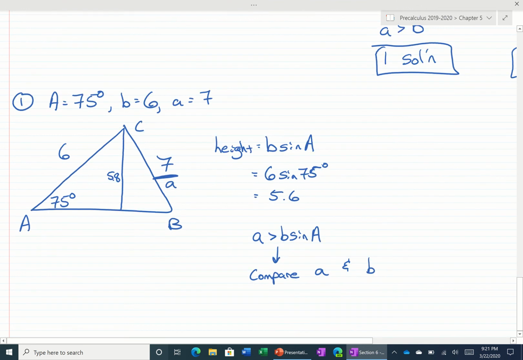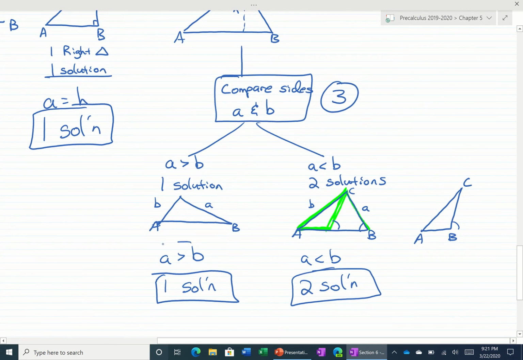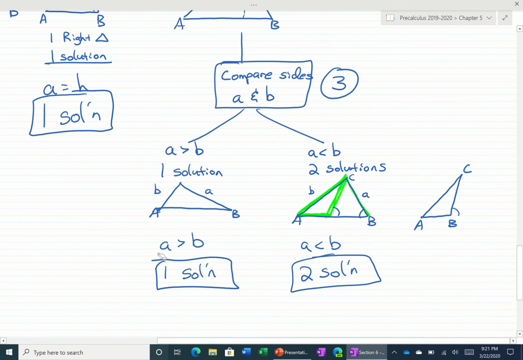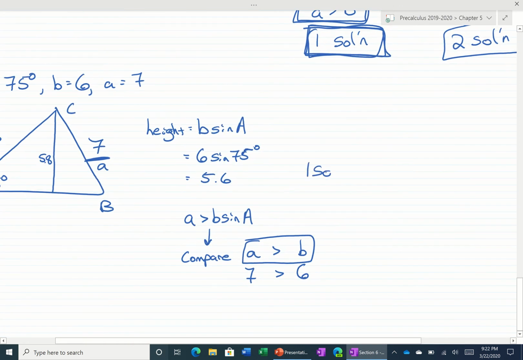Well, side A is 7 and side B is 6. So it looks like side A is bigger than side B. Look back up to the flow chart. If side A is bigger than side B, there's one solution. So I'm going to write one solution for this. That's all I need you to be able to do today.